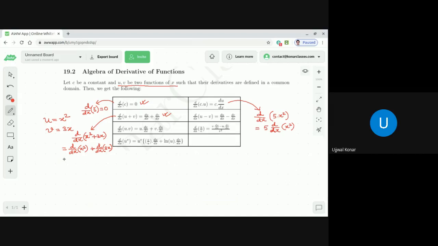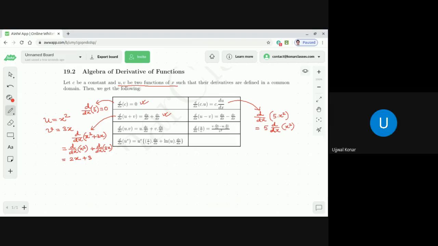Now, d/dx of x square, who can say what is that one? 2x. Fantastic, because we understood yesterday that d/dx of x power n is equal to n into x power n minus 1. You can open your previous day's class notes and have a quick look. Plus, we just learned that for d/dx of 3x, 3 is a constant, so we can take it out. 3 into d/dx of x. d/dx of x is 1, right? So it is 2x plus 3. Clear or not clear?